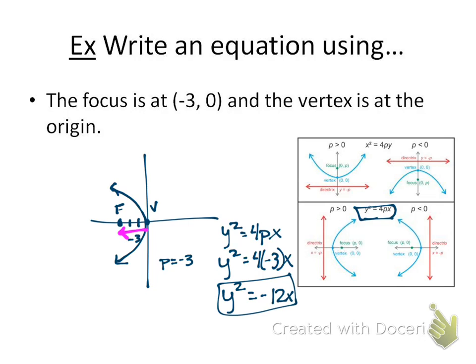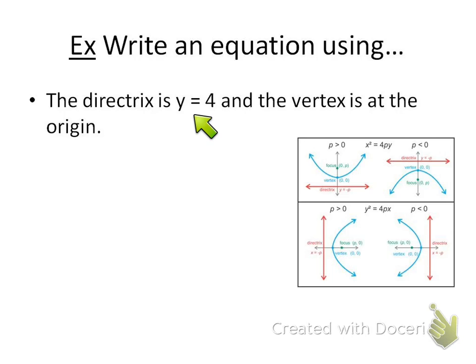Next example, I'm trying to write an equation. What if we were given the directrix? If the directrix was y equals 4 and the vertex is at the origin. First thing we're going to do is draw a sketch to try to map out what we've got. We've got a vertex at the origin. We've got a directrix at y equals 4. That's a horizontal line at 4.